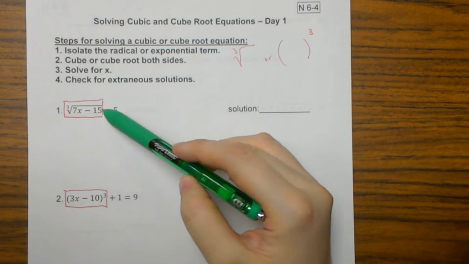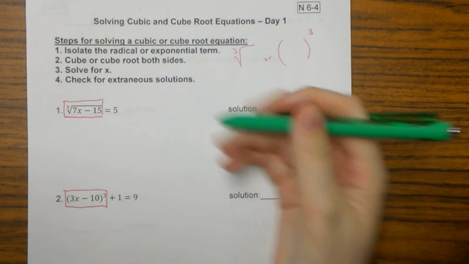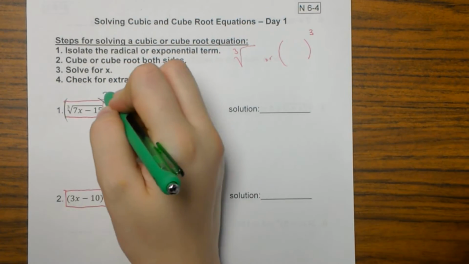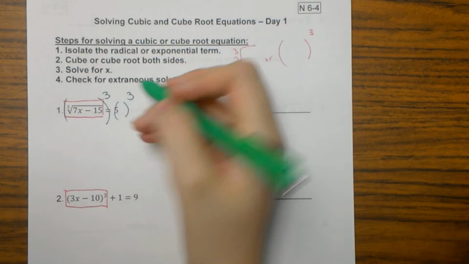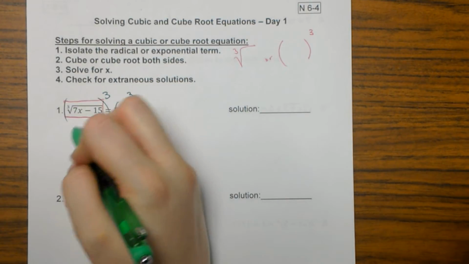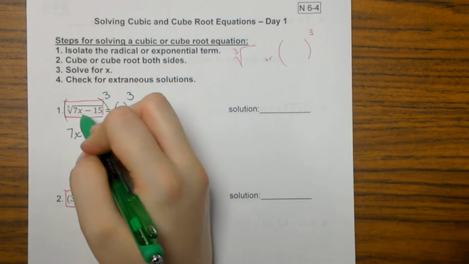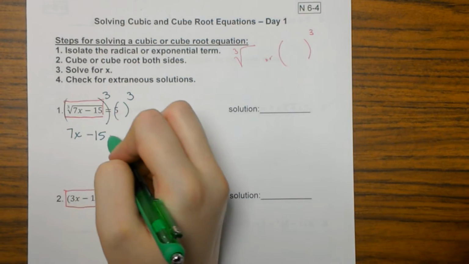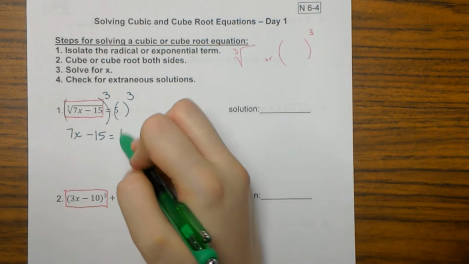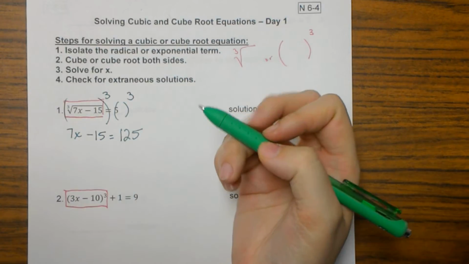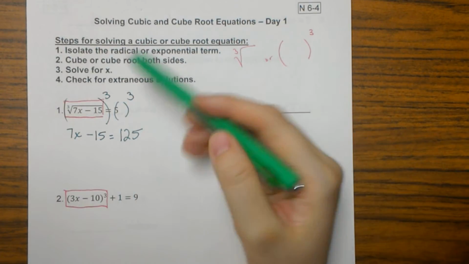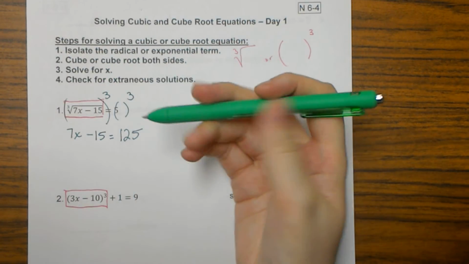If you have the cube root, the opposite is to cube. So you're going to take that and cube it. When you cube a cube root, you're left with what's inside, 7x minus 15. 5 cubed is 125. So then step 3 is to solve for x.